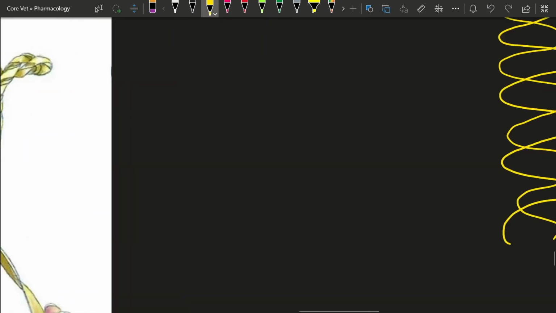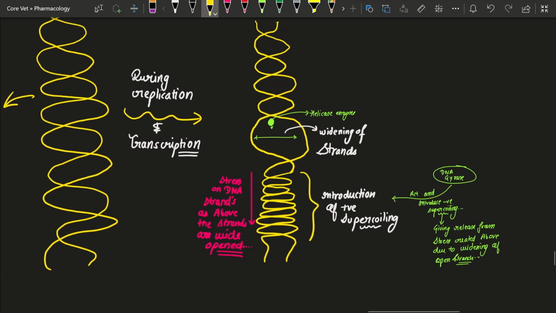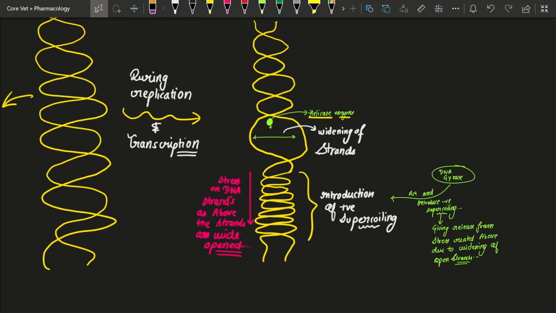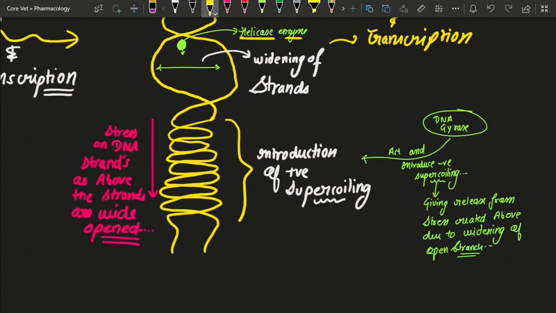So what happens? Look over here. This is your DNA. We all know that during replication and transcription, there is an enzyme known as helicase, which opens the DNA strand in order to perform transcription as well as DNA replication. In both processes, the DNA should be opened up first. So what happens during the opening up? There is a creation of stress below. How to understand this particular segment?